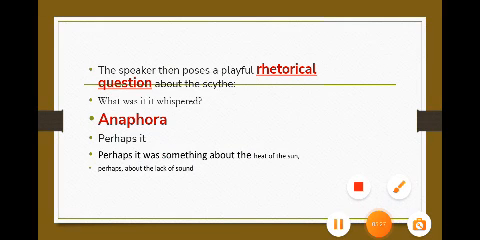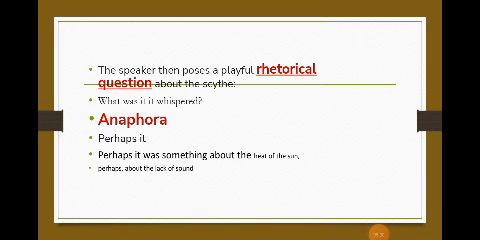Our next term is rhetorical question. It is a term used by the poet when he asks a question in the poem. For example, in the poem Mowing, Robert Frost asks, "What was it? It whispered." There is a question mark, so this term is called a rhetorical question.